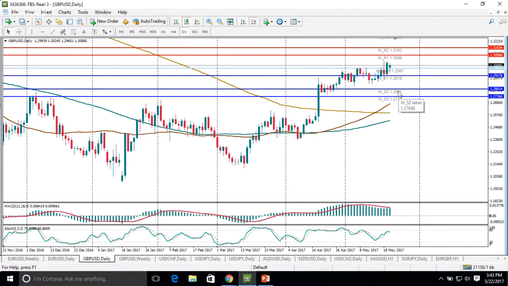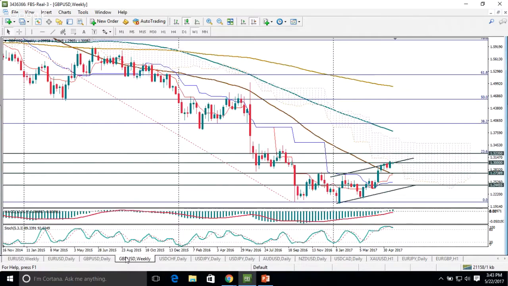The moving averages certainly produce a bullish picture on the daily chart. On the weekly chart, we have a positive lineup of the Ichimoku indicator, although this intersection of the red and blue Ichimoku lines happened below the cloud, which makes this bullish signal weaker. And as a result, we see that it's really hard for the bulls to overcome the 1.30 threshold.